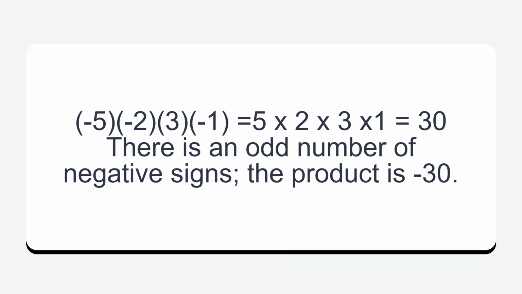-5 x -2 x 3 x -1. 5 x 2 x 3 x 1 equals 30. There is an odd number of negative signs, so the product is -30.